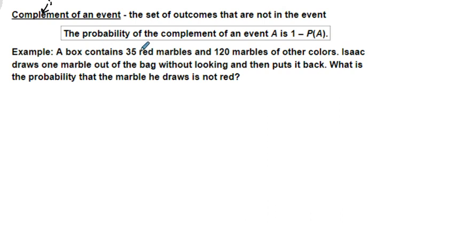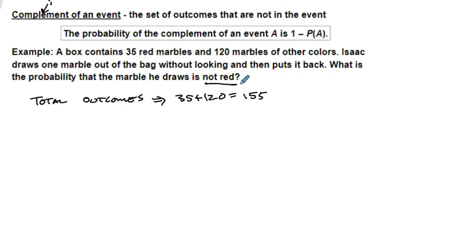It says a box contains 35 red marbles and 120 marbles of other colors. All right. So the first thing we've got to figure out is how many total marbles. So total outcomes is going to be 35 plus 120, which is 155. So that's the total number of marbles we have to choose from. It says Isaac draws one marble out of the bag without looking and then puts it back. What's the probability that the marble he draws is not red?